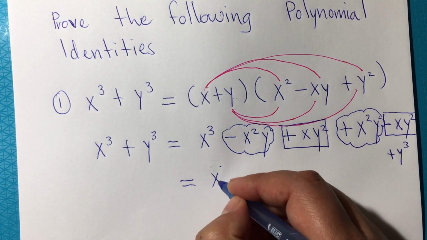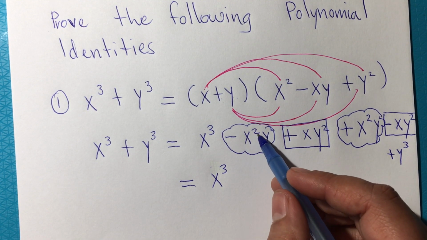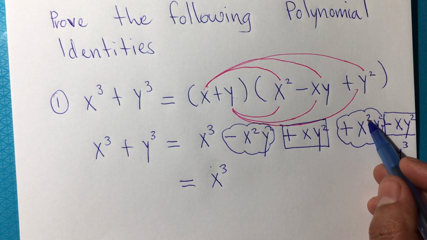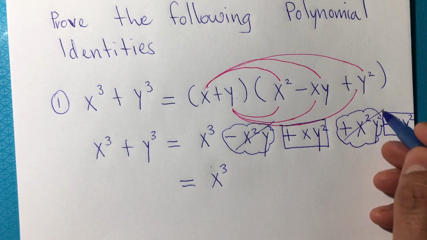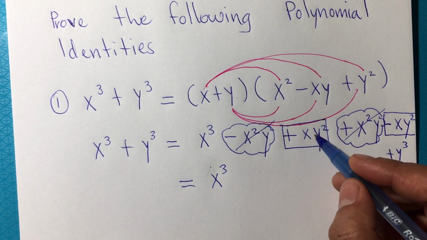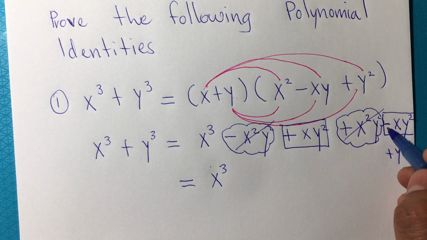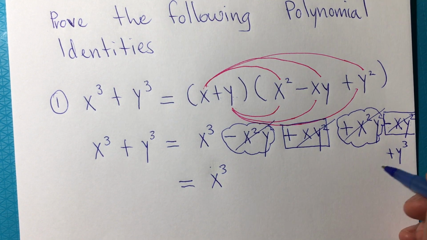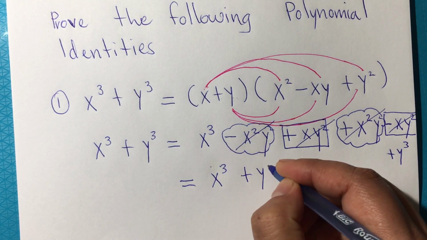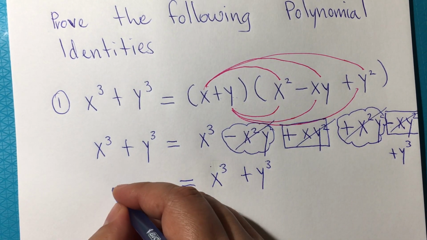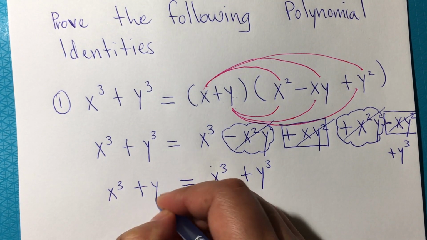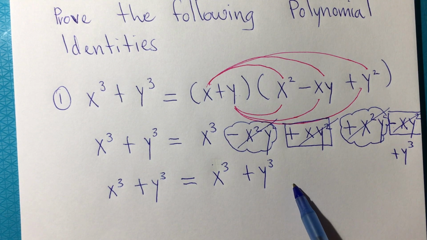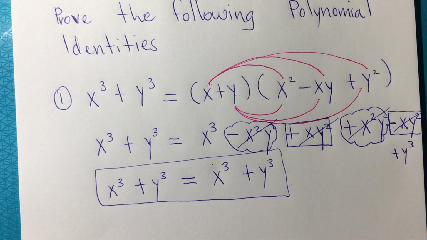So negative x squared y and positive x squared y cancel each other. Positive xy squared and negative xy squared, they cancel each other as well. And so you just have plus y cubed. So this again, we just bring it down and we say, yes, it's a true identity, and we just proved it to be true. Why? Because we end up with the same on both sides.